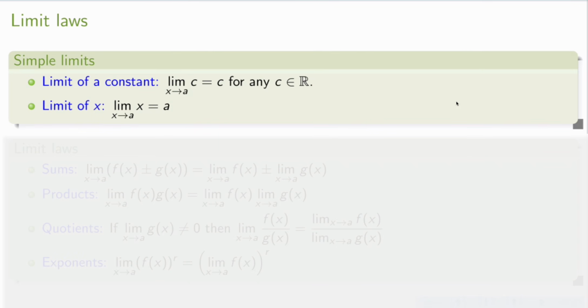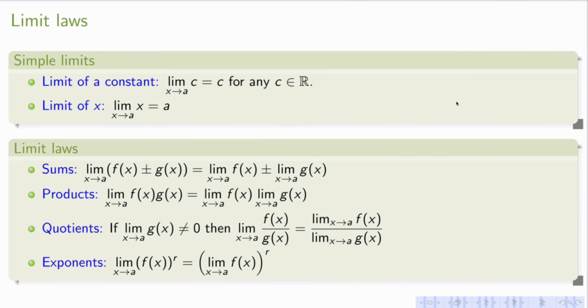So the first two simple limits are the limit of a constant c as x goes to a is actually equal to c. So if this x does not show up in an expression, then it means the expression is constant in x, and so the limit is the same value as before. Another function we often encounter is x. So the limit as x goes to a of x is equal to a. Right? x is a straight line, and we can take the limits wherever we want, and we get this number a.